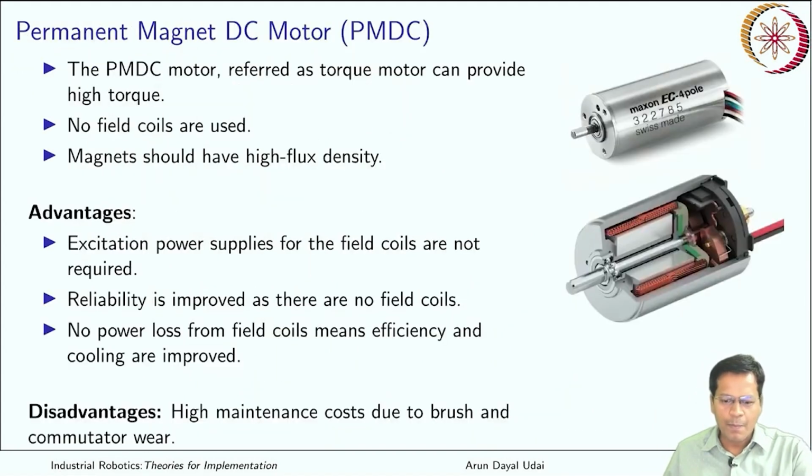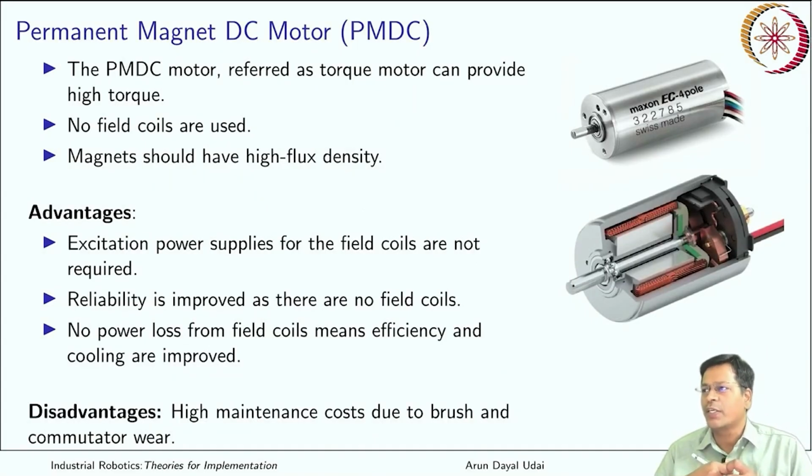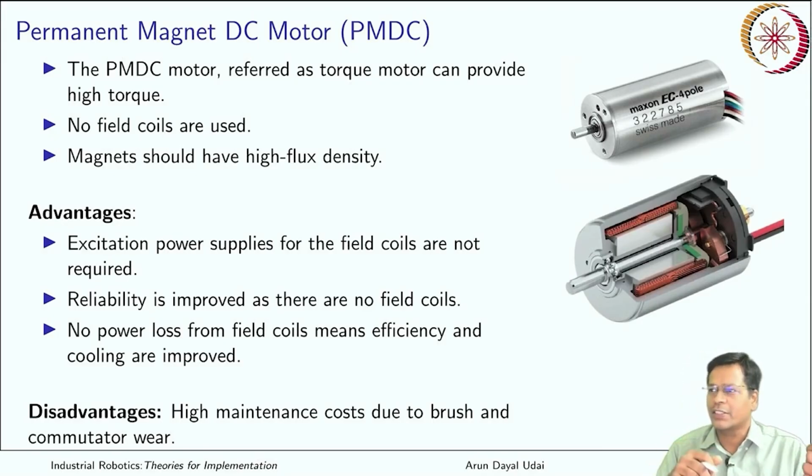Now what you saw with the permanent magnet DC motor is referred to as a torque motor because it can provide you with a very high torque. That is the reason it is used as a starter of a scooter, that is the IC engine driven scooter, right. And then the magnets should have a very high flux density. In PMDC motors, normally neodymium magnets are used, which have a very powerful field. No field coils are used in case of a PMDC motor. Yes, they are very advantageous in a way.